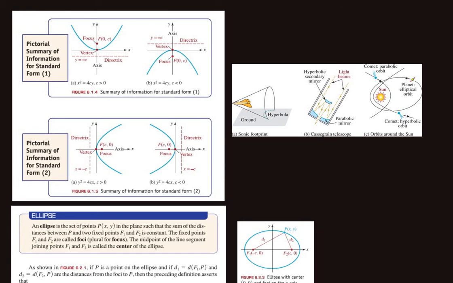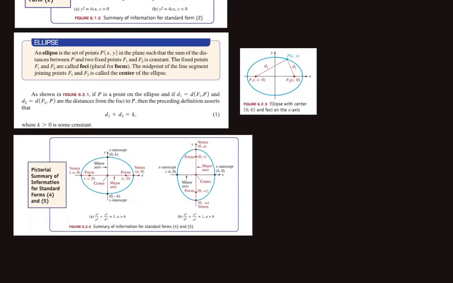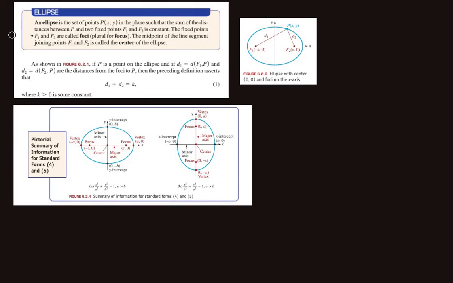Okay, now we're going to discuss the ellipses. The definition of an ellipse is: an ellipse is a set of points P(x, y) in a plane such that the sum of the distances between P and two fixed points, F1 and F2, which we call foci, is constant. The fixed points F1 and F2 are here, and the midpoint of the segment joining those points is called the center. You know what happens when these two points converge, the ellipse turns into a circle, sort of.